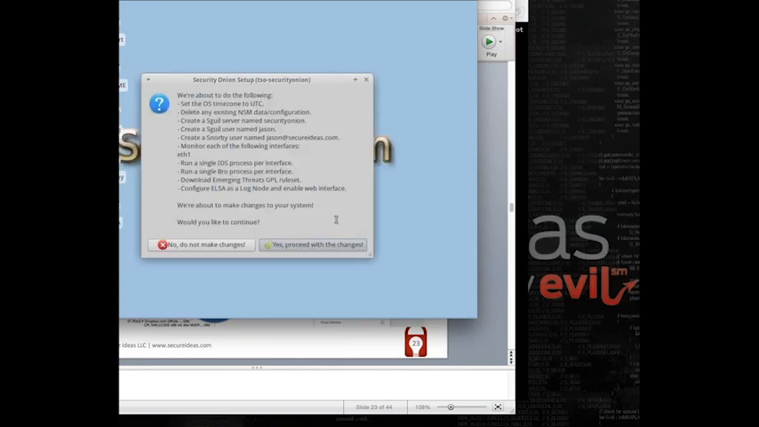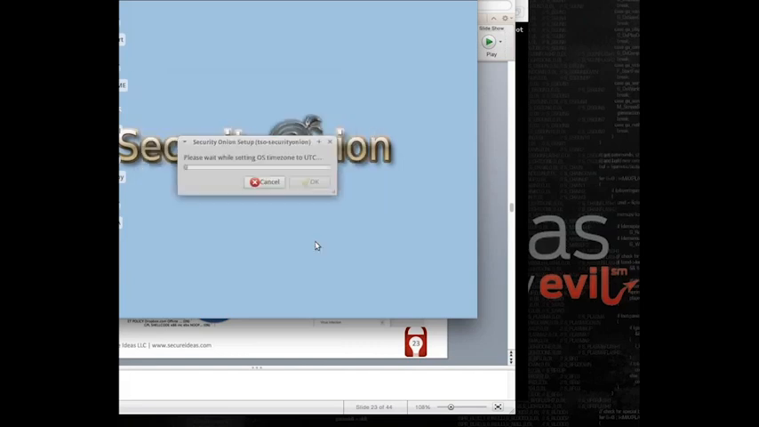With all of that done, it gives us a quick summary. It's going to set everything to UTC time. That way, all of our sensors are on the same time zone, and we can correlate easily. Set up our IDS, set up ELSA, and away we go.